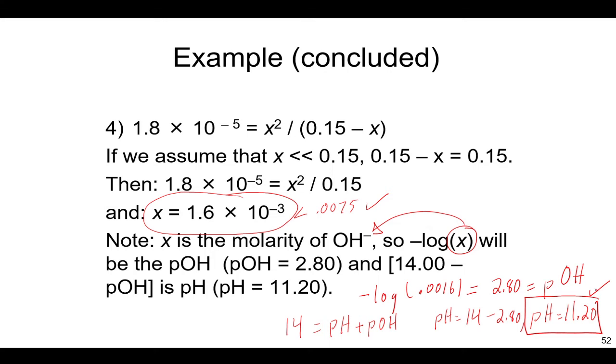Doing this conceptual check at the end will prevent you from reporting this as a pH of 2.8, because that looks really acidic. So either we messed up the math or this isn't really the pH. And it's not the pH, it's the pOH. Okay, so this is the example calculating the pH of a weak base with its base dissociation constant.